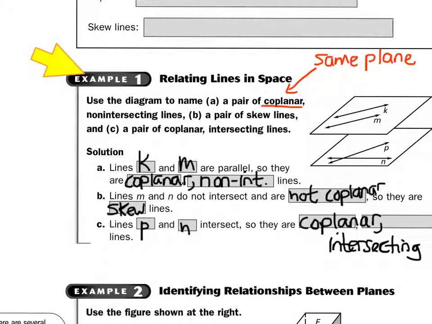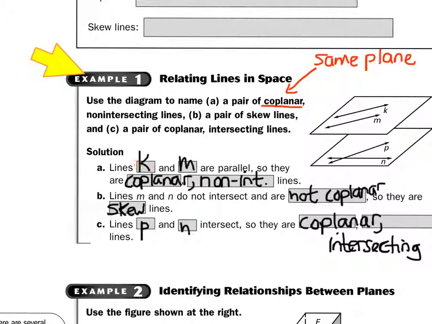Okay, look at example 1. Use the diagram to name a pair of coplanar. That just means, remember, they're in the same plane, or it's kind of like being on the same piece of paper. So they want coplanar, in the same plane, non-intersecting lines. So if they never ever intersect, that would be parallel. And then the second thing they want us to find is a pair of skew lines. And the third thing they want us to do is find a pair of coplanars, so they're in the same plane and they intersect.